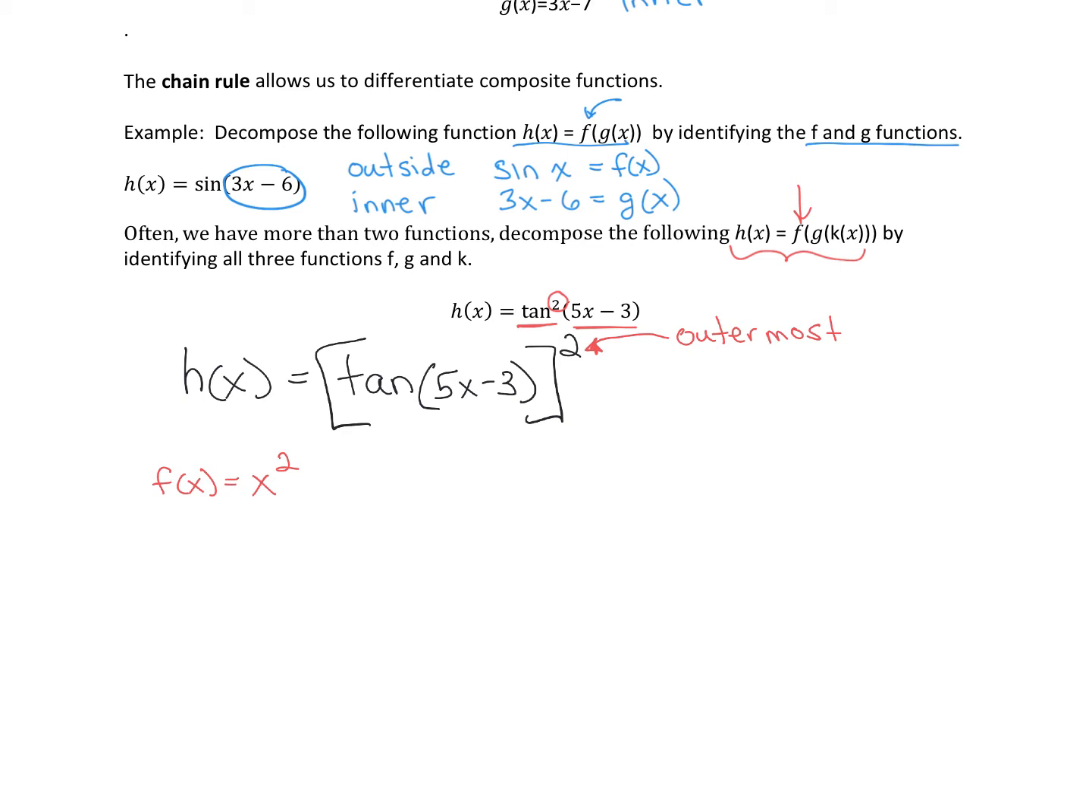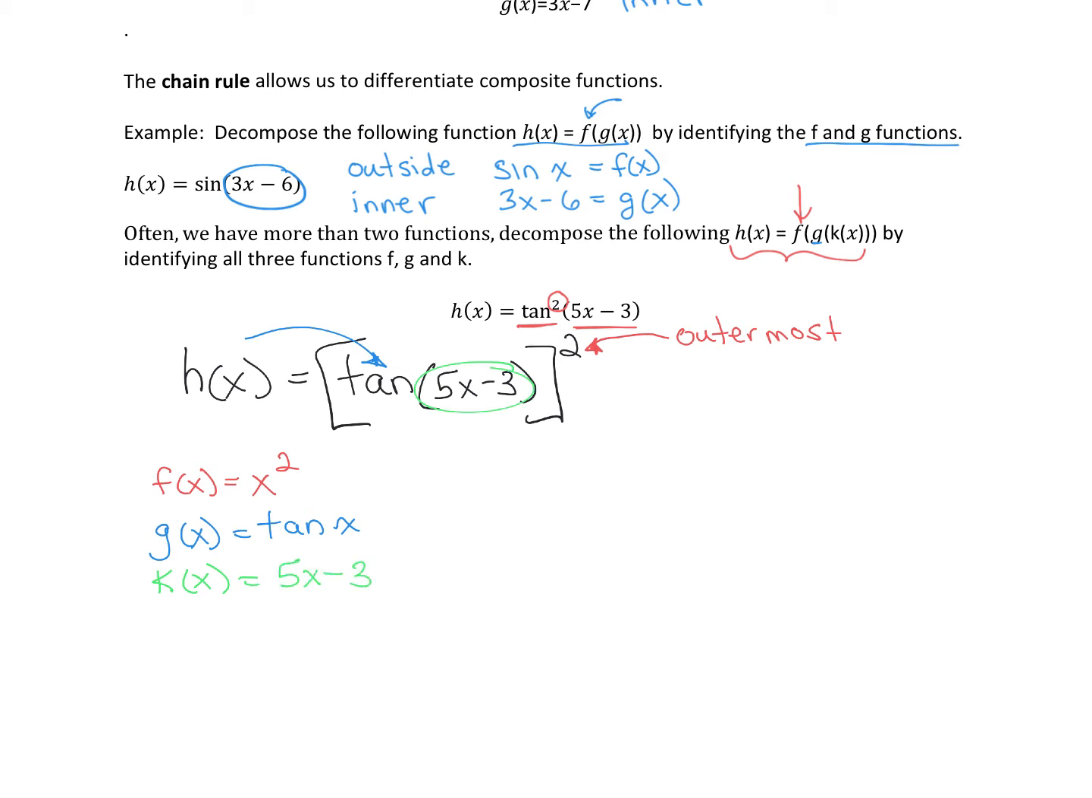My next inner function would be tan of x, so I'm going to call g of x equal tan of x. And the third one, k of x, is 5x minus 3.